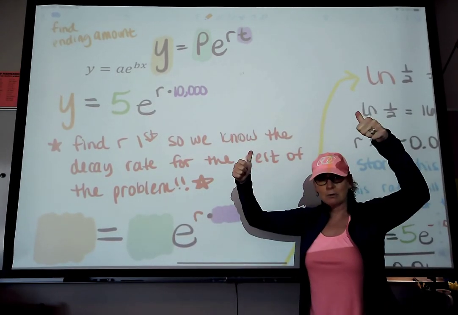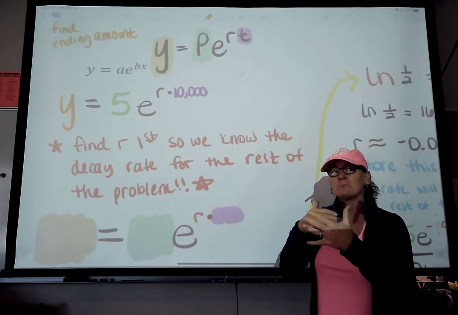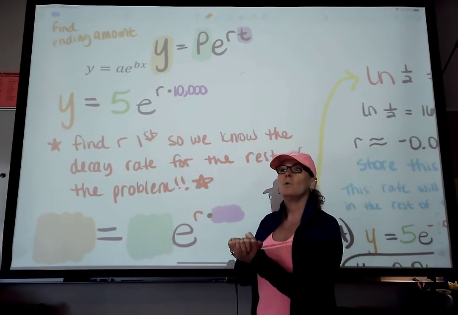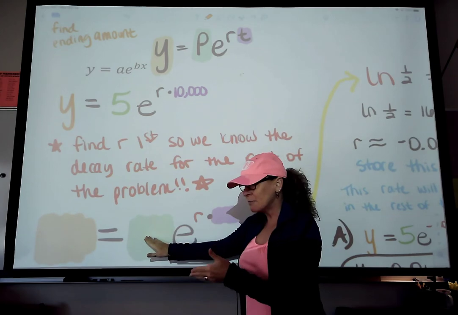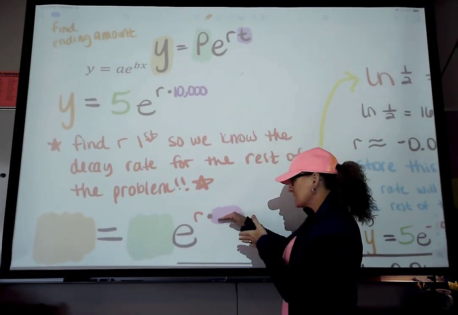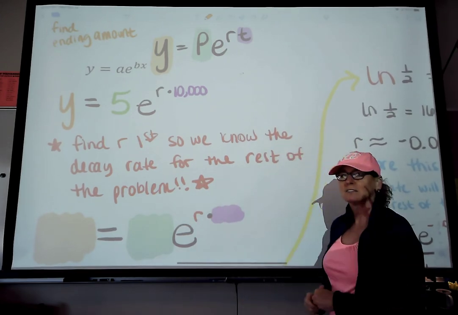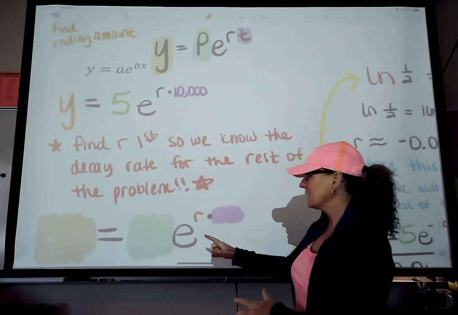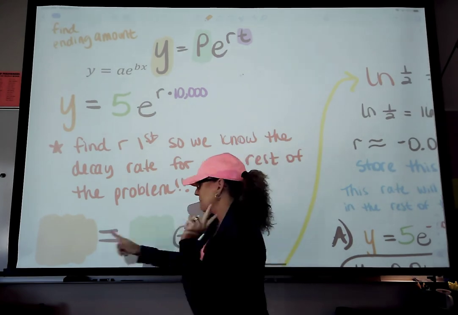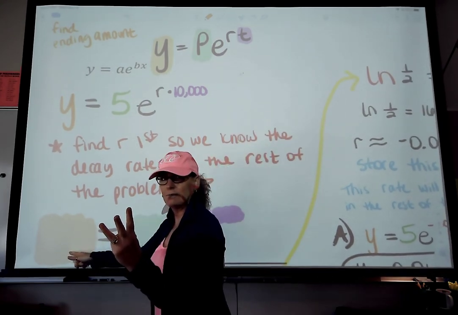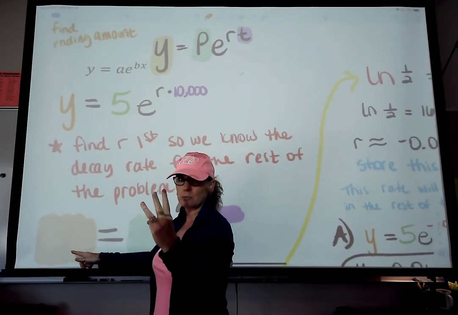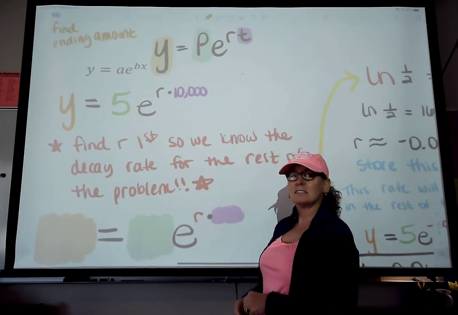Look back up in the problem. Are there any numbers that they gave you that you can say, oh, yes, if the starting amount is this, then this much time passes and this is left? It doesn't say that anywhere. It doesn't give you a starting amount, a time, and an ending amount. So this is where you're going to have to use your brain. It does give you a half-life.